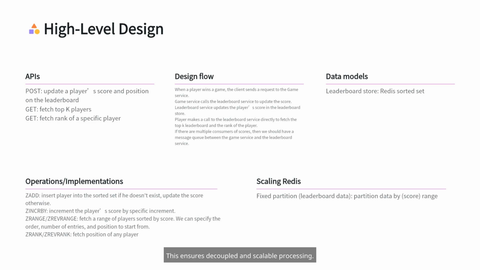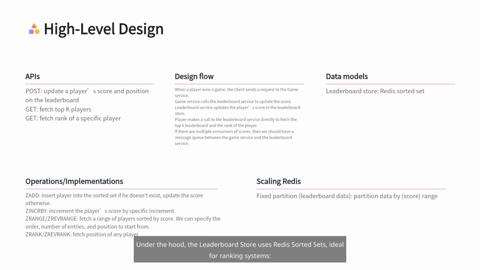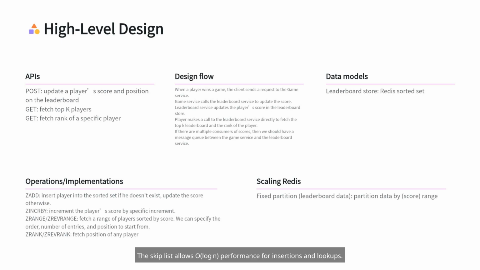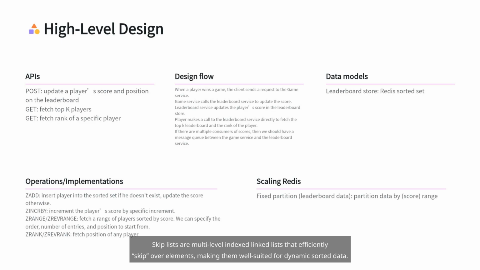Under the hood, the leaderboard store uses Redis sorted sets, ideal for ranking systems. Each player is a member of the set and is associated with a numerical score. Redis implements this using a combination of a hash table and a skip list. The skip list allows O(log n) performance for insertions and lookups. Skip lists are multi-level indexed linked lists that efficiently skip over elements, making them well-suited for dynamic sorted data.